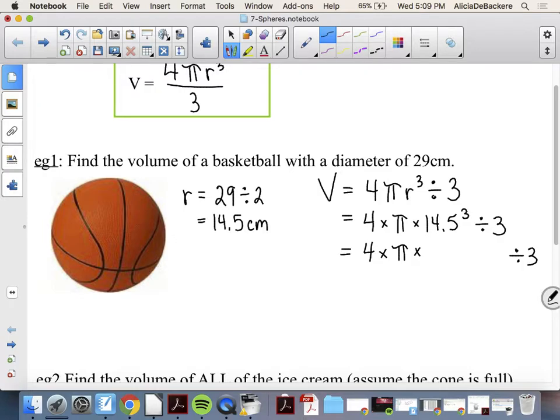I'm going to put my answer there, and then I know I still need to divide by 3 at the end. So I grab my calculator and I type in 14.5 to the power of 3. If you can't find your power button, I want you to ask your neighbor, or if you still can't find it, you have to type in 14.5 times itself 3 times. So 14.5 times 14.5 times 14.5. And you should get an answer of 3048.625.